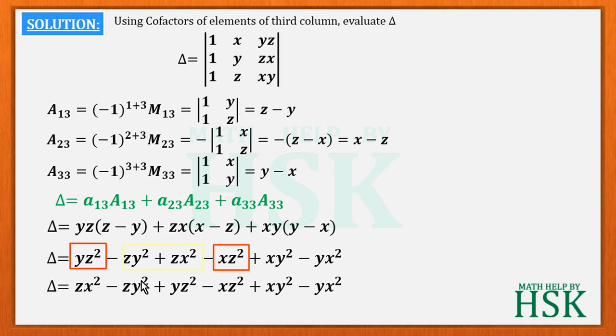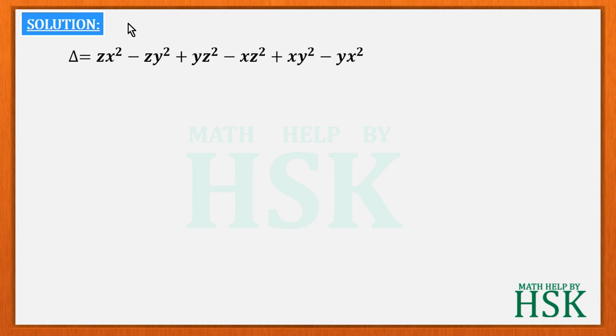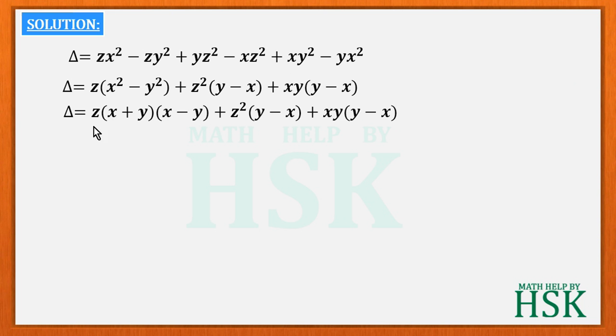Now, this is written as zx square minus zy square, these two terms are written as yz square minus xz square, and these two terms as they are. From these two terms I can take z as common, from these two terms I can take z square as common, and from these two terms I can take xy as common. So I'm going to get the expression like this. Now, x square minus y square can be factorized as x plus y into x minus y. So this will be written as z into x plus y into x minus y, and these terms as they are.